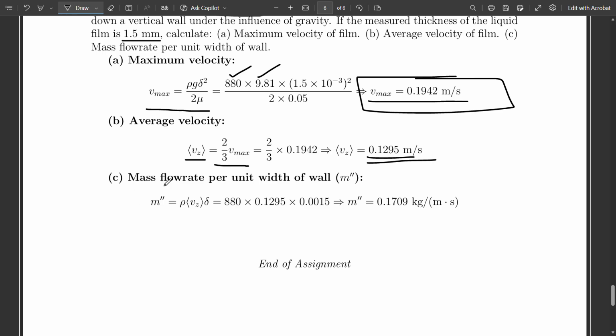Then for the mass flow rate per unit width of the wall, we know the mass flow rate is velocity into density into the thickness of the film. We know the density, 880, we just calculated the average velocity, 0.1295, and the thickness of the film is already given. Substituting all these values, we get the mass flow rate per unit width of the wall to be 0.1709 kg per meter second.